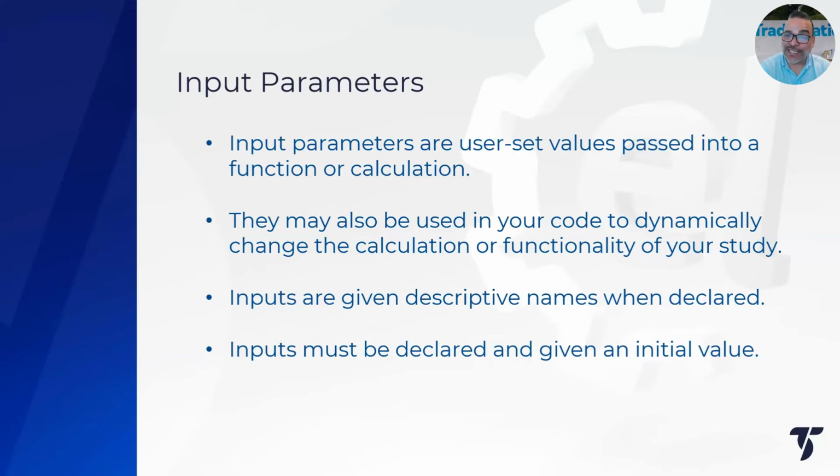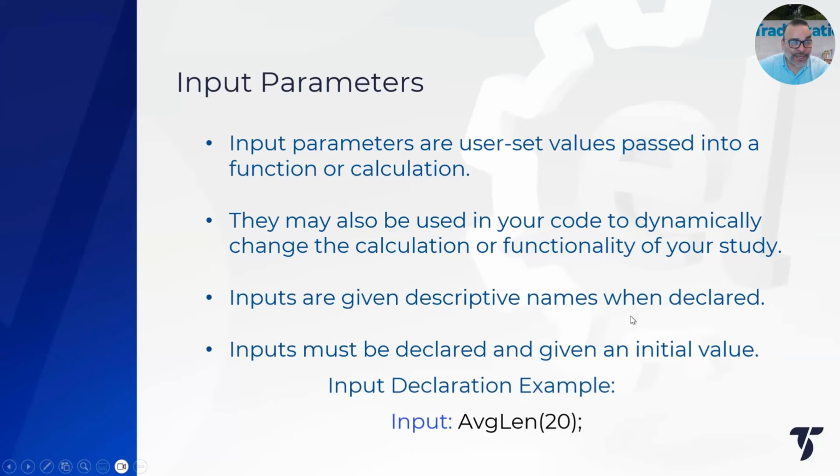It also provides you flexibility of having one chart using one parameter and then another chart using a different parameter. Going back to our moving average, you may have a 10-bar moving average on one chart and a 30-bar moving average on the other. The only way you can accomplish that is by having these inputs that can be customized on the individual chart. Inputs have to be declared.